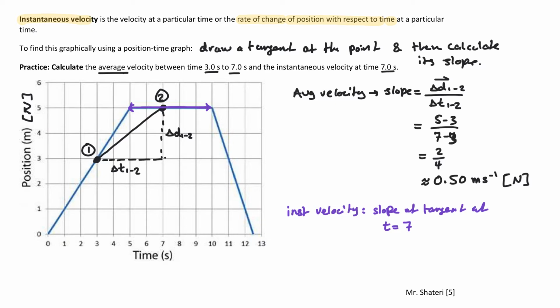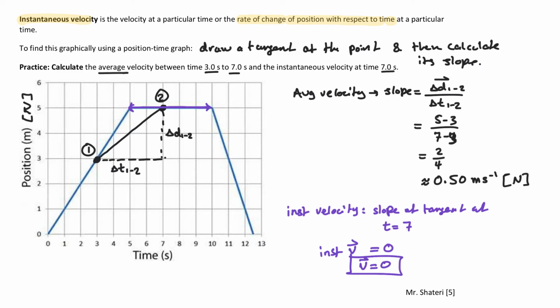And for this particular case, I can take 2 points from here, or I can just say that this is a horizontal line. And for a horizontal line, there is no steepness, so the slope of this line is equal to 0. Or you can just say velocity here is equal to 0. That also works.